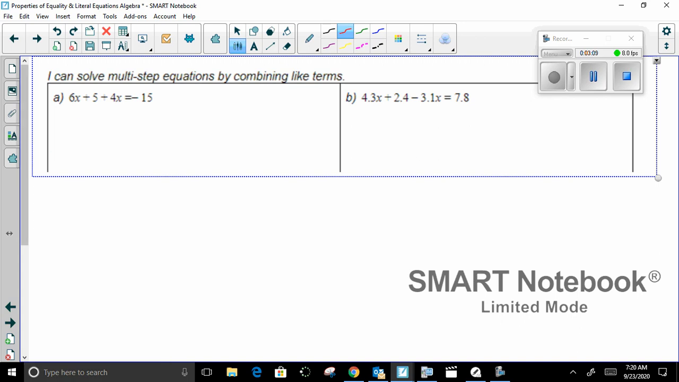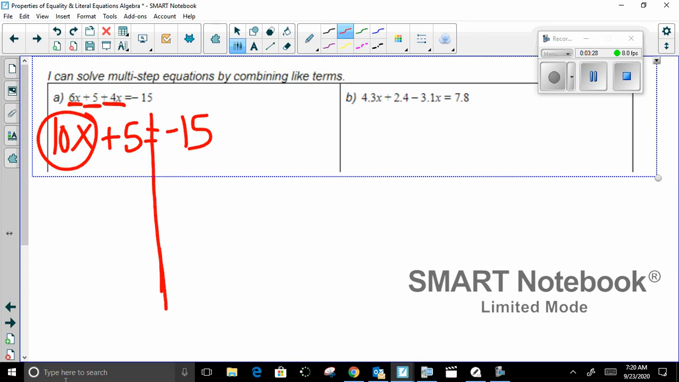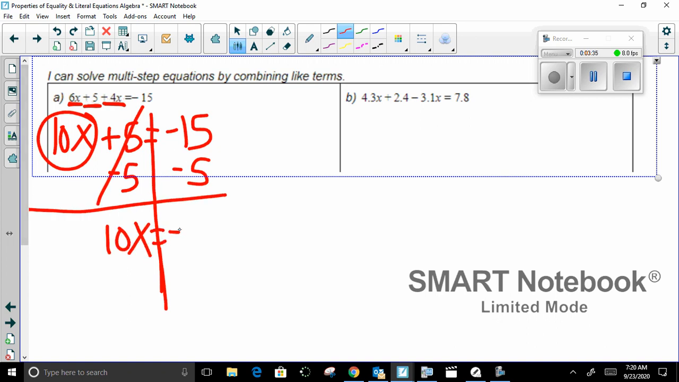I have no parentheses here, so I can't distribute. I do have like terms on the left. X's go together, so 6 plus 4 is 10. I have nothing to go with the plus 5, so leave it. Remember, you can't touch anything with x until you get rid of everything else. To get rid of plus 5, you minus 5. So 10x equals negative 20.